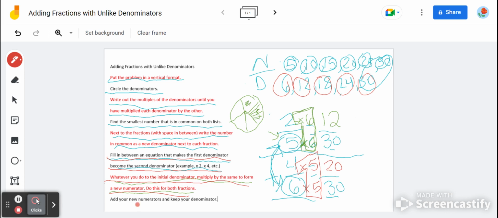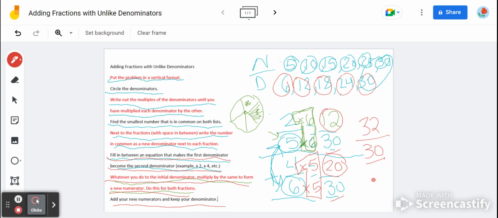Okay. Now, finally, I can do my last step. Add your new numerators. Keep your denominator. 20 plus 12 is 32 over 30. Keep your denominator. Add your numerators. Keep your denominator because the piece sizes don't change.